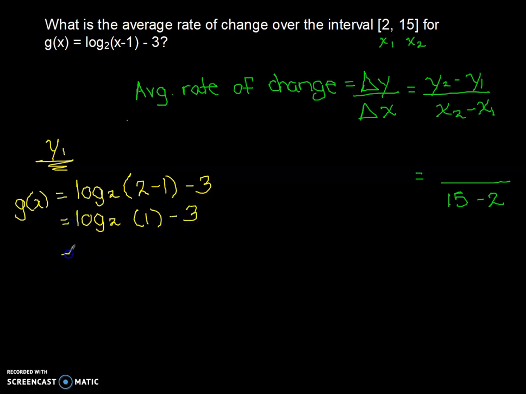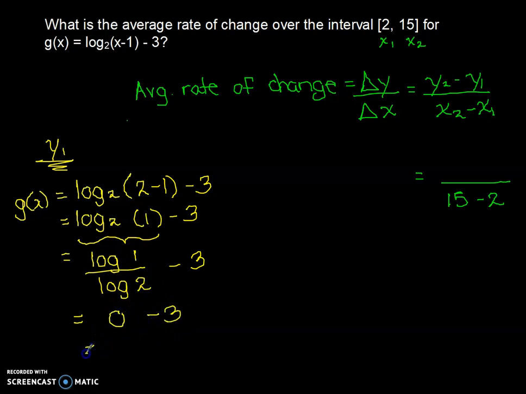And now, if you do not have a calculator that calculates other than a log base of 10, that's fine. We have our change of base formula. So we will rewrite this as log of 1 over log of 2 minus 3. So we'll plug this into the calculator, and log of 1 is going to give you 0. 0 over anything is 0. So we have 0 minus 3, which is just negative 3. So while I still remember that this is y sub 1, I'm going to replace this with negative 3, bring down the minus sign, and from here I'm going to solve for y sub 2.